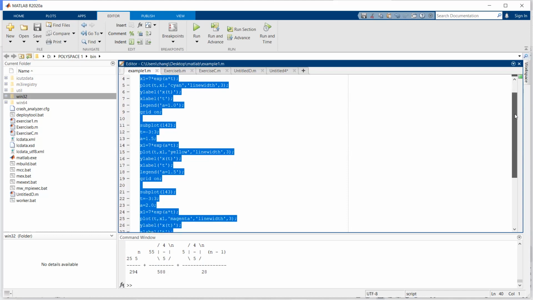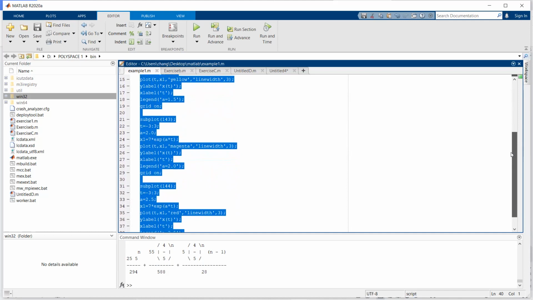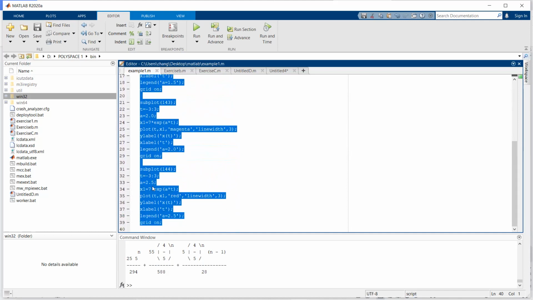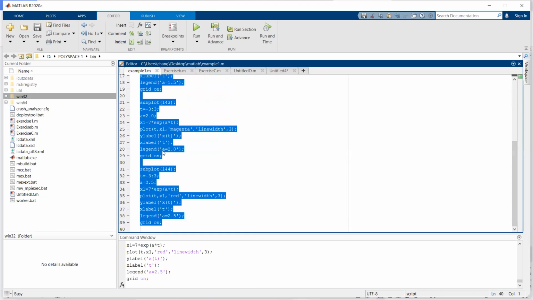For graph number 2, a equal to 1.5. The third graph is a equal to 2.0, and the fourth graph is a equal to 2.5. So what do we get after we run this program?